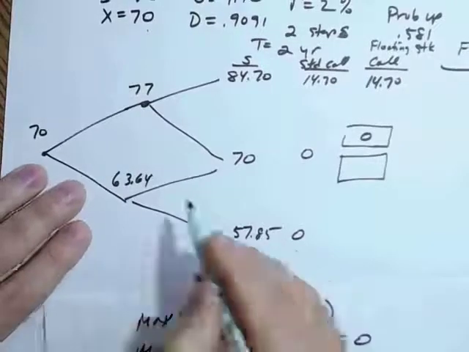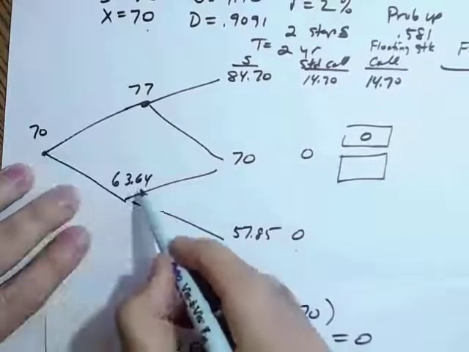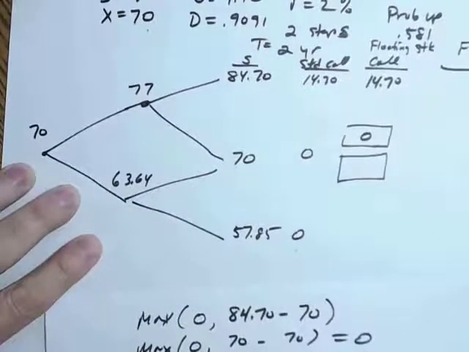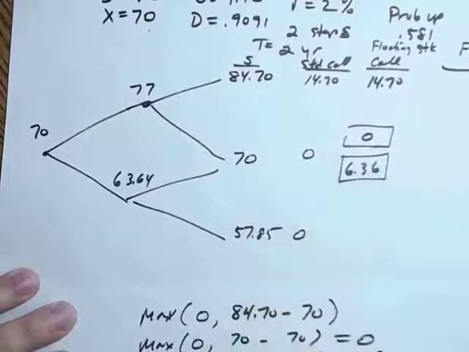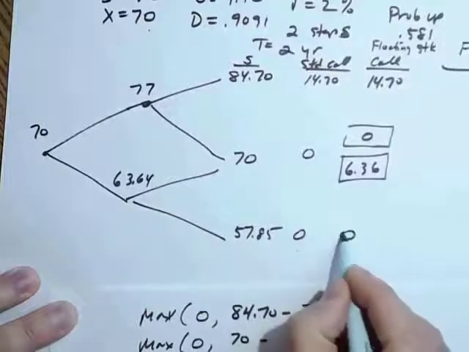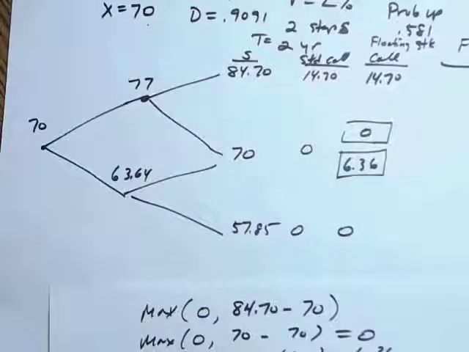But what was the minimum price? 70, 63, 64, or 70? 63, 64. So this turns out to be 6.36 for a payoff. And then the next one is the maximum of 0, 57.85, where it ends up. And what's the minimum? 57.85, so that payoff is 0. So there's the payoff to a floating call.